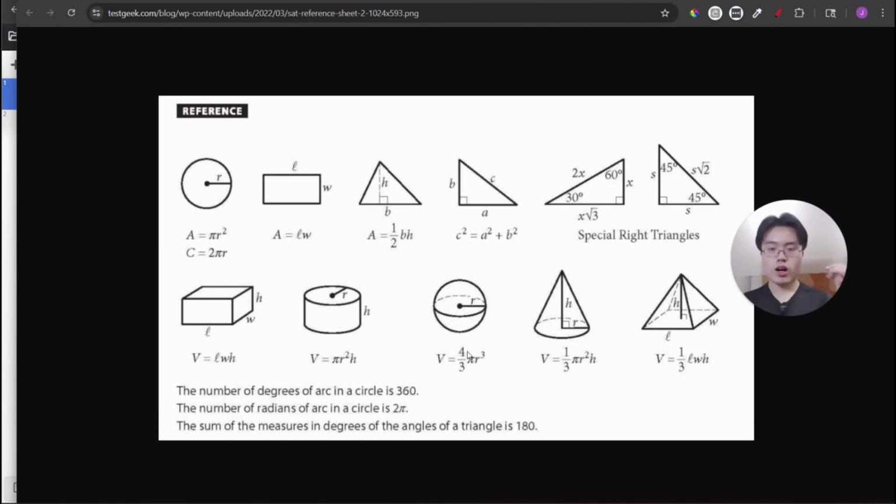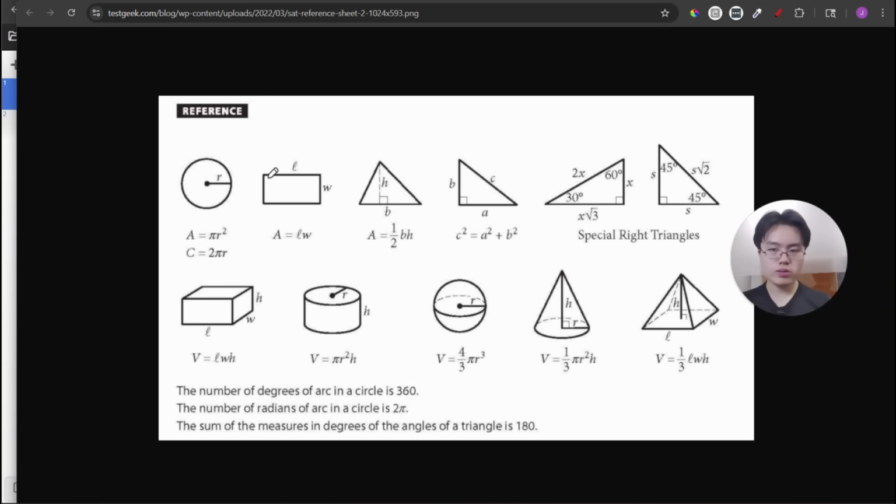Now, however, I would recommend you actually understand where these formulas come from, at least for the simple shapes. You don't need to memorize where pi r squared or 2 pi r comes from, but I would like you to understand where length times width comes from, and where length times width times height comes from. So to help you understand this, what is a rectangle?